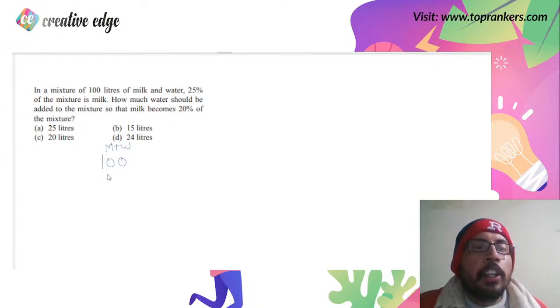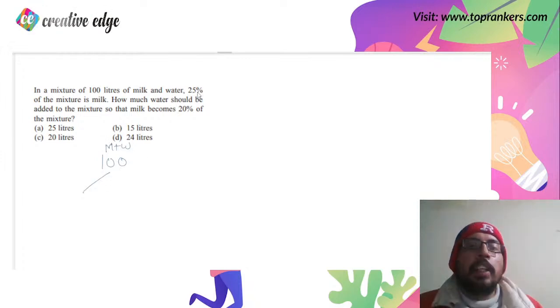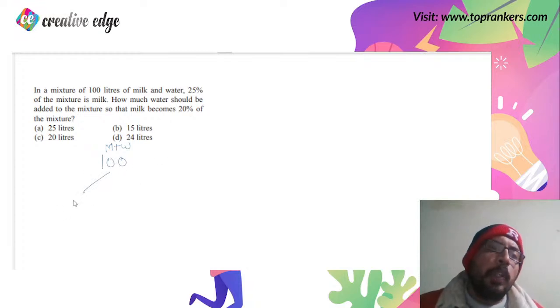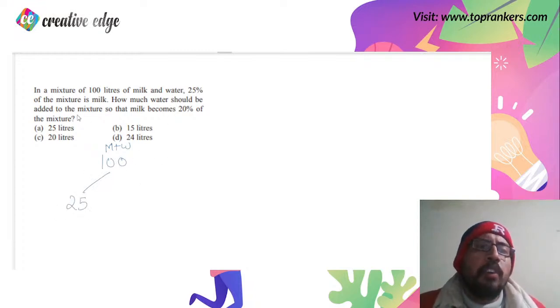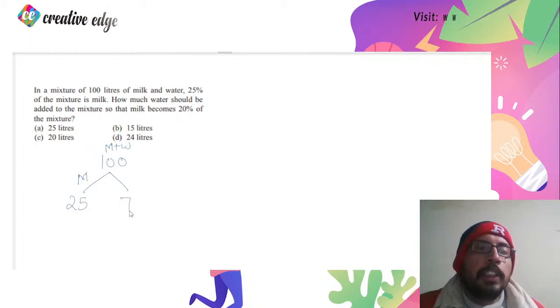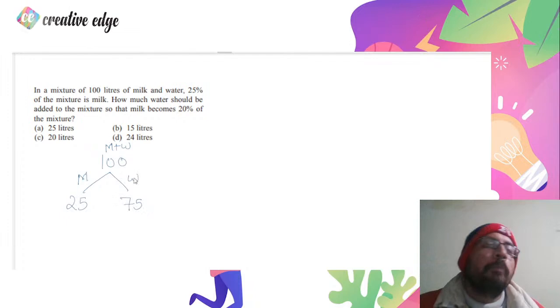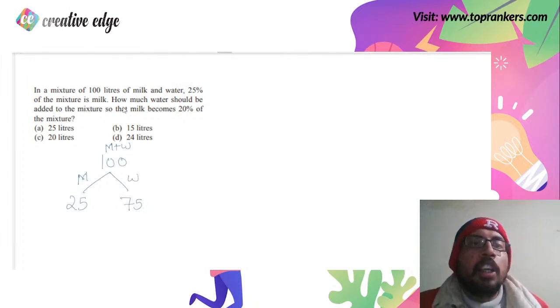Out of this 100, 25% is milk, because 25% of 100 is 25 itself. So if 25% is milk, obviously the other 75 is going to be my water. Now the question reads, how much water should be added? That means I should be adding some water.